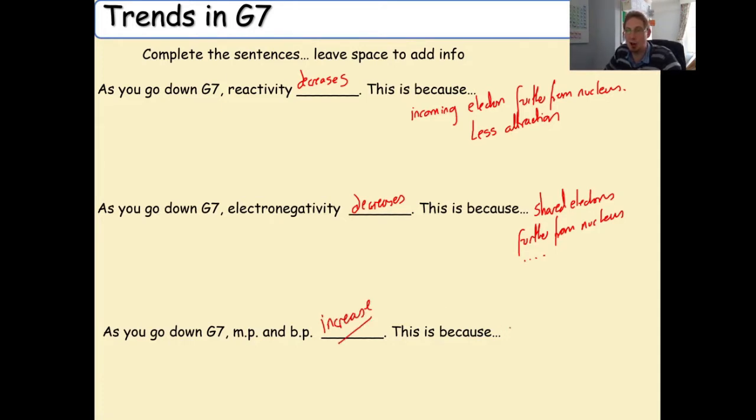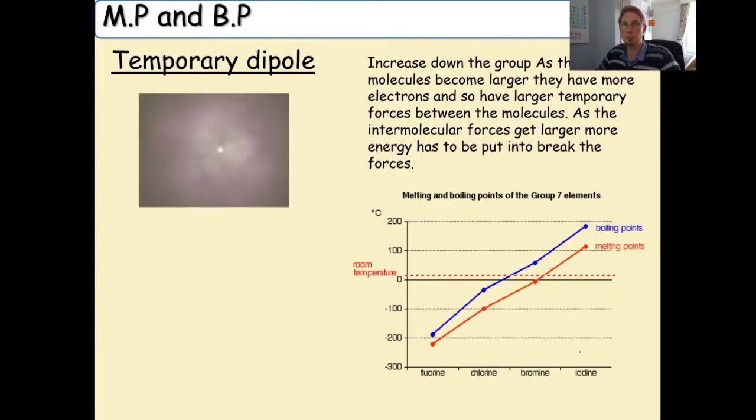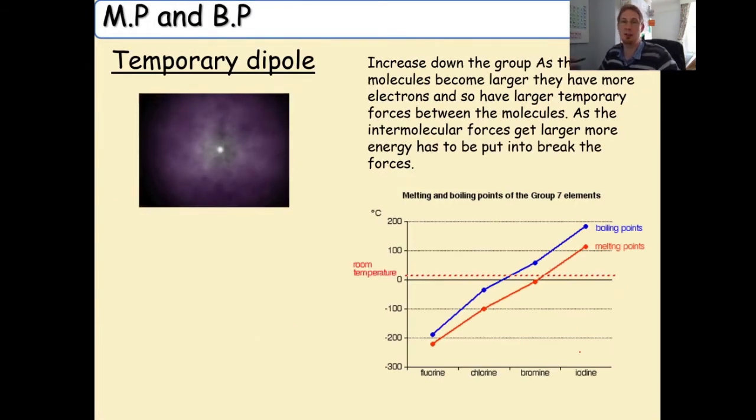This is because, now from GCSE, you might have said stronger intermolecular forces, but we need to be a bit more specific at A level. And we've got to talk about this temporary dipole. So as the molecules become larger, they have more electrons, so they have larger temporary forces between the molecules. As the intermolecular forces get larger, more energy has to be put in to break the forces.